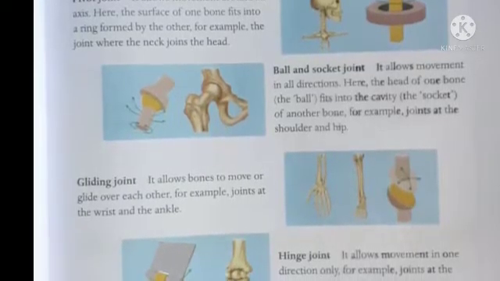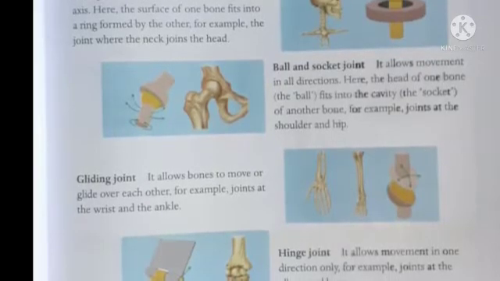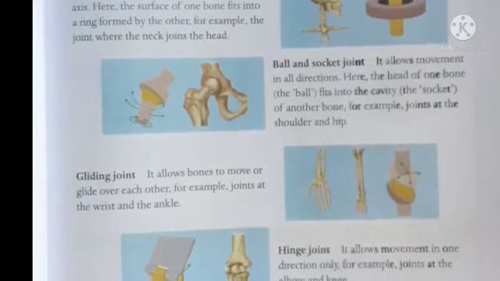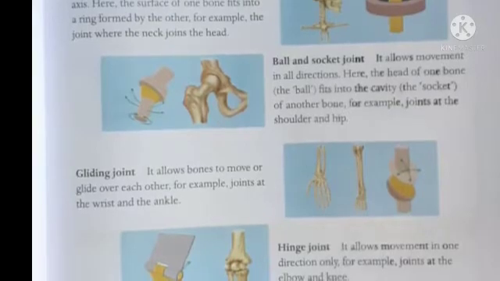Now the next one is the gliding joint. It allows the bones to move or glide over each other.